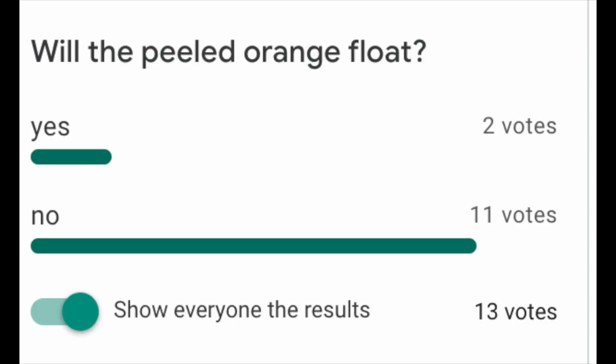And the answer is, yes it does. So if I put it in, does a peeled satsuma float or not? Have a think. So these polls can be run at any time, so we can actually see how the students change in attitude and change in thinking as we go through the lesson.